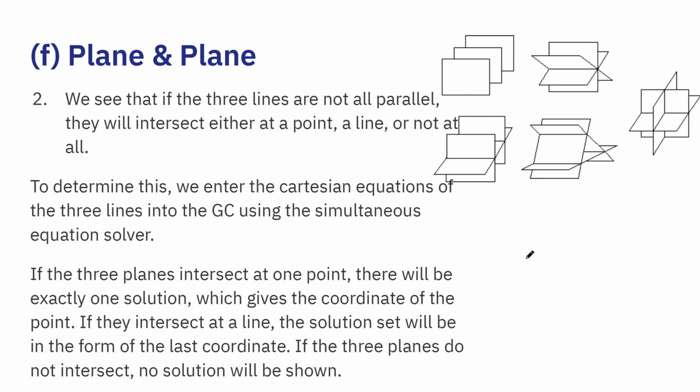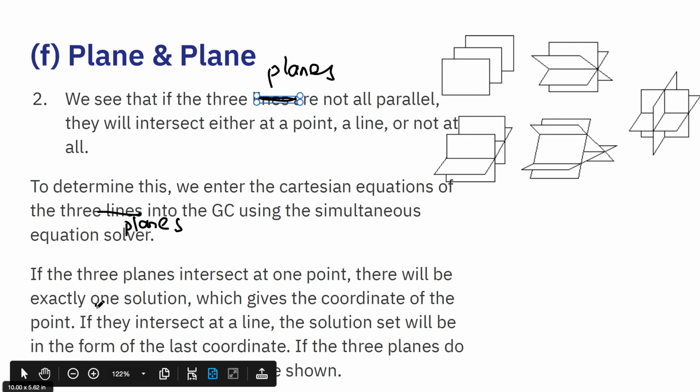So to determine this, we have to enter the Cartesian equations for all the three planes into the GC, using the simultaneous equation solver, polysimult. So if there is only one solution, then we know that the three planes only intersect at one point.